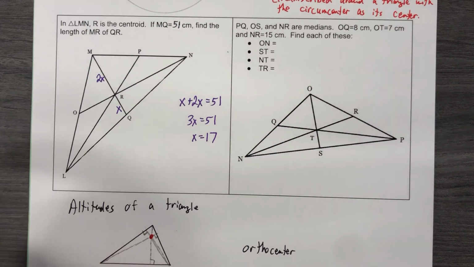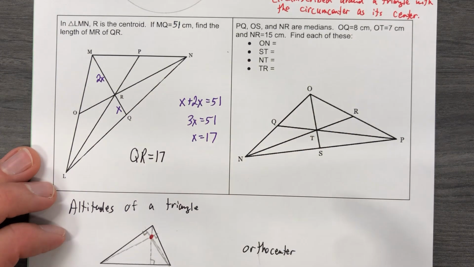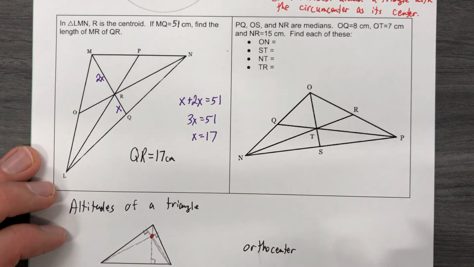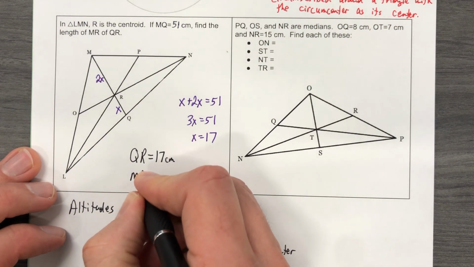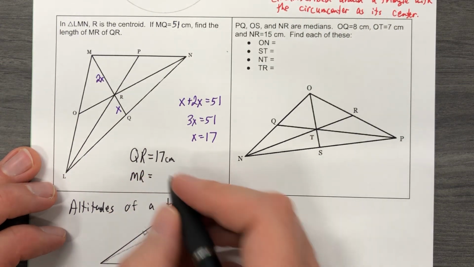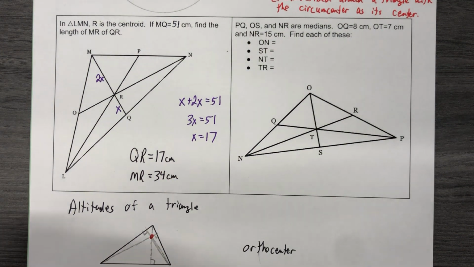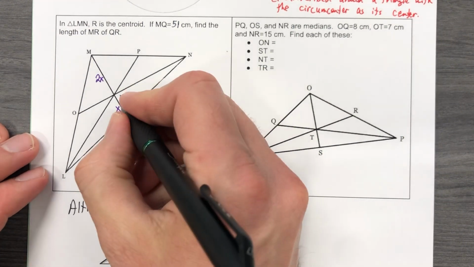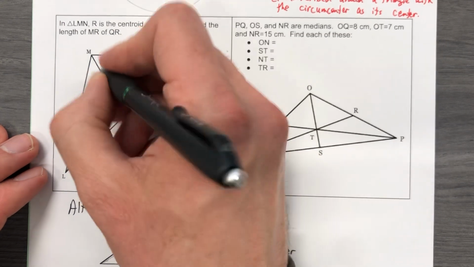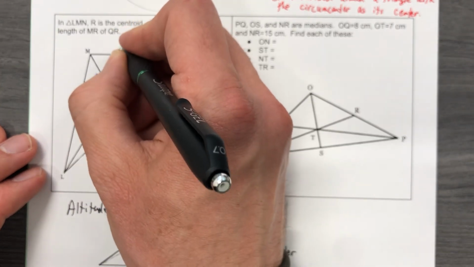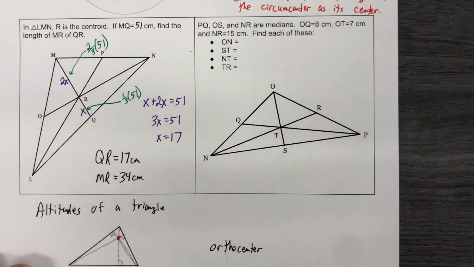So here's the final answer. QR is 17 centimeters, and MR is 2 times 17, 34 centimeters. Another way of looking at this would be that this value right here is 1/3 of 51, and this one is going to be 2/3 of 51. Okay, let's go to the next problem.